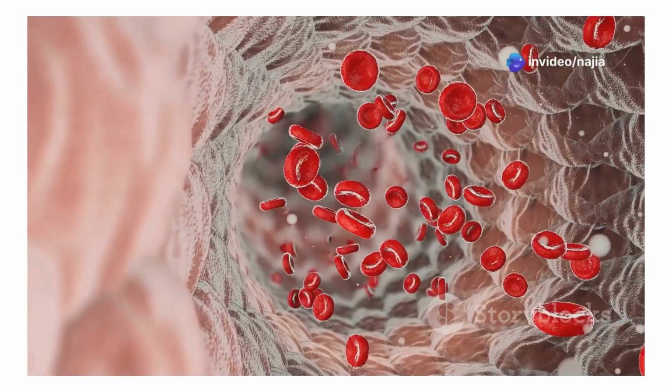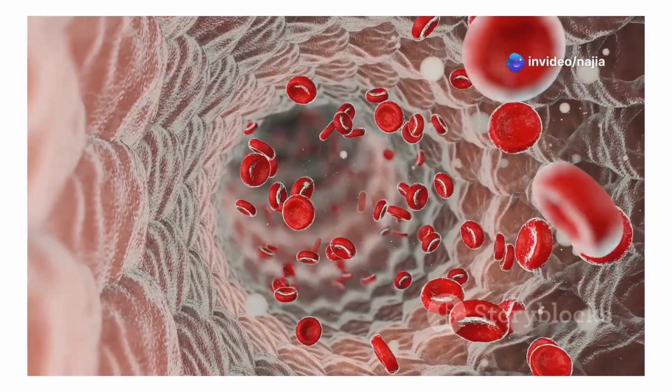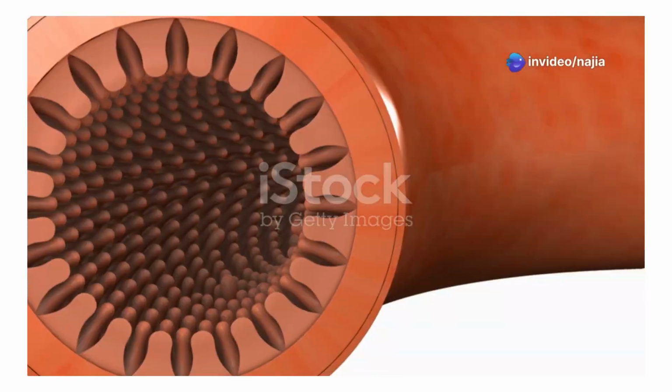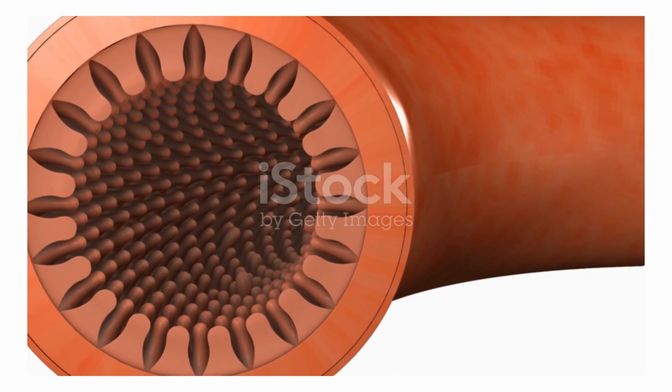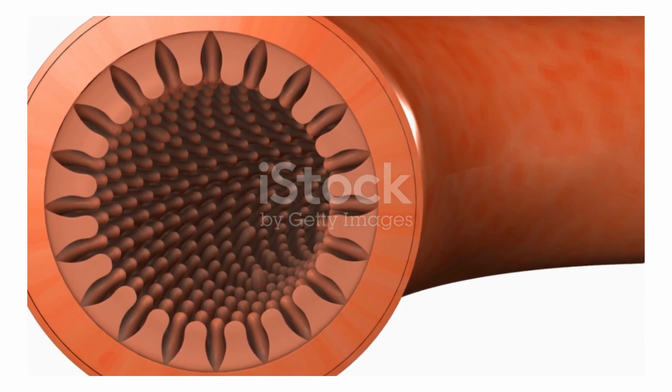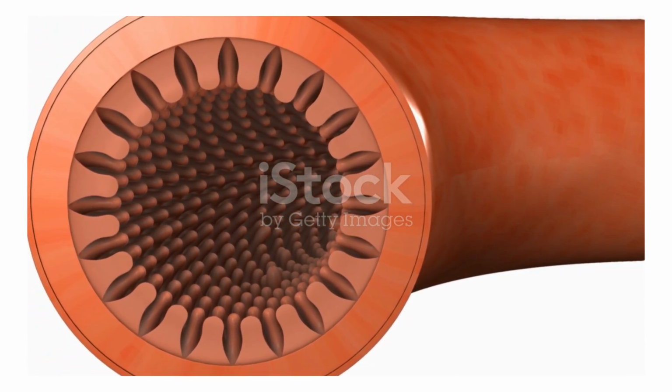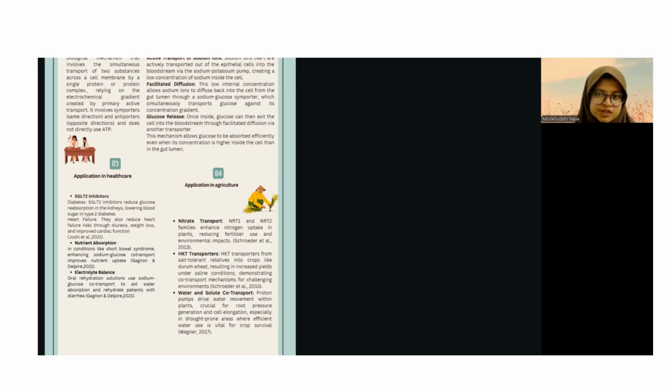Once inside, glucose exits into the bloodstream through facilitated diffusion. This elegant process ensures efficient glucose absorption, even when its concentration is higher inside the cell than in the gut lumen. I hope you guys are clear about the visualization video. So let's move on to the applications of the co-transport mechanism.